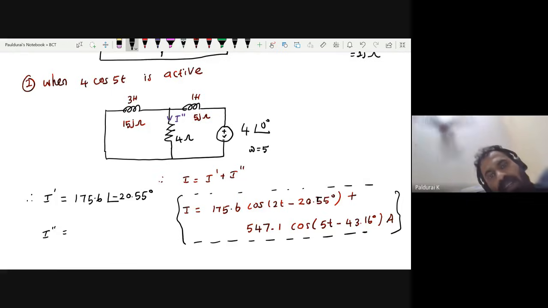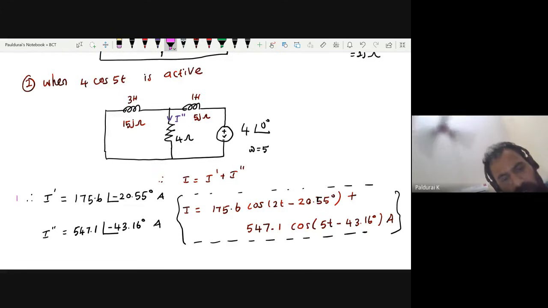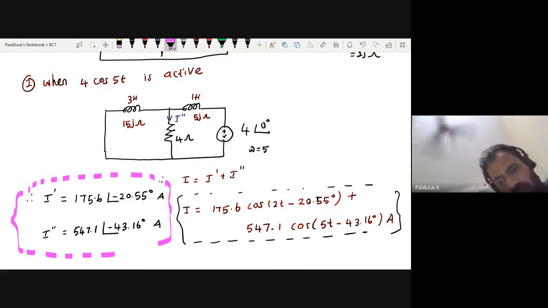If my letters are not legible, if it is not clear, please let me know. And I double dash is 547.1 at an angle of minus 43.16 degree ampere. Okay, if you calculate in terms of polar, you will get this. So this is my frequency domain, and you know how to convert this frequency domain into time domain. This is my time domain.